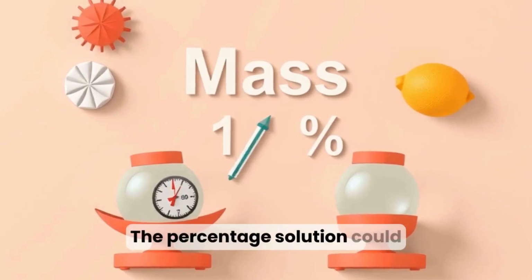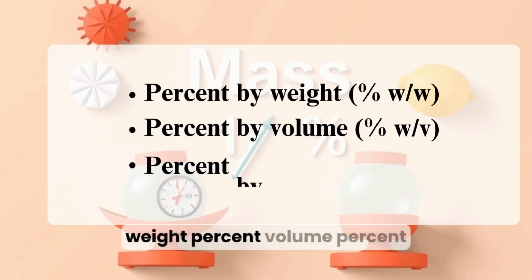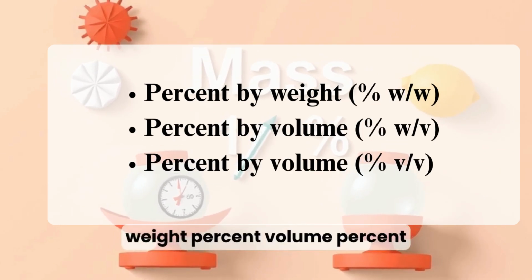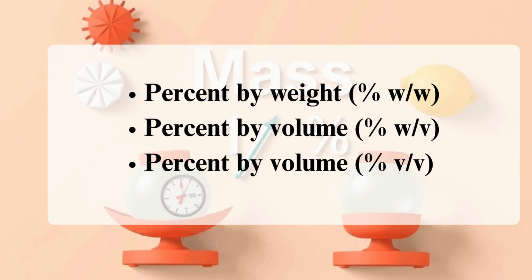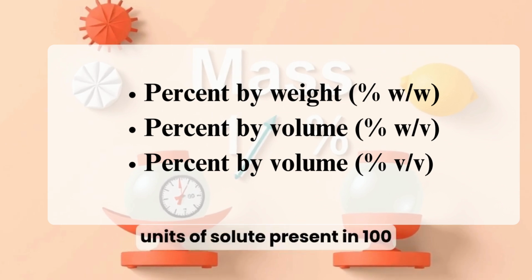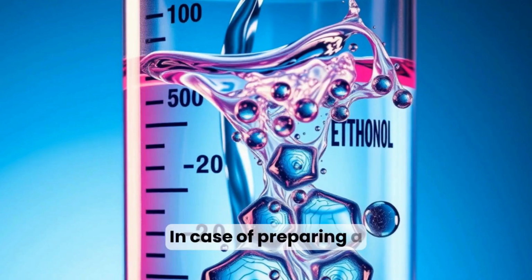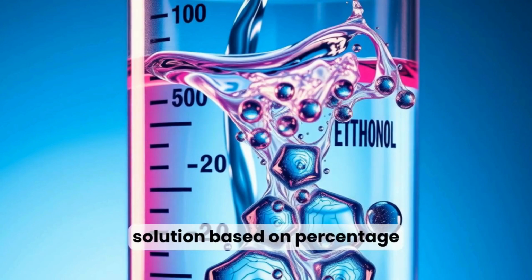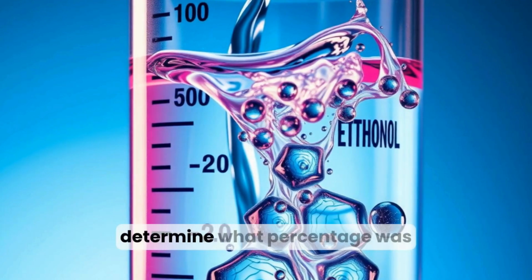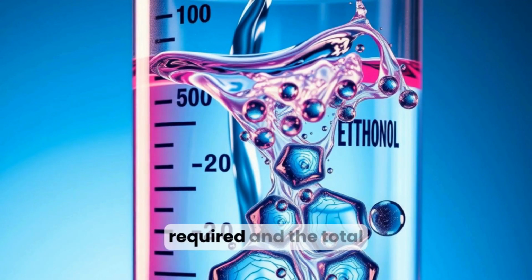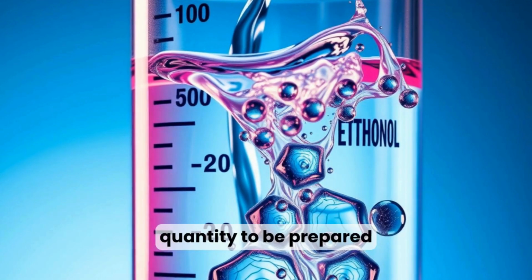The percentage solution could be expressed in terms of weight percent, volume percent, and weight to volume percent, units of solute present in 100 units of solution. In case of preparing a solution based on percentage by weight, one would simply determine what percentage was required and the total quantity to be prepared.